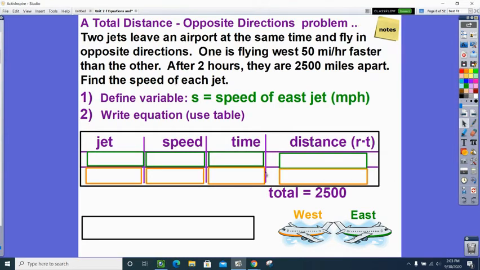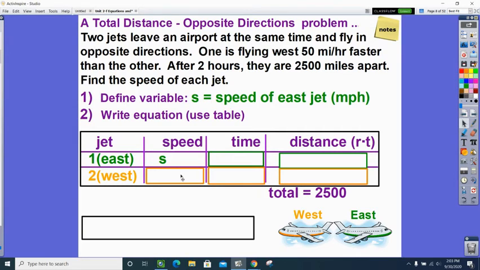So now we're going to fill out our table. Now these qualifiers, jet 1, I'm going to call the east going jet, and jet 2 is going to be the west going jet. So now can you put the appropriate speed into the east speed, please? And the appropriate speed into the west speed. Okay, let's see how we did. S would be the east going because that's what I defined it to be.